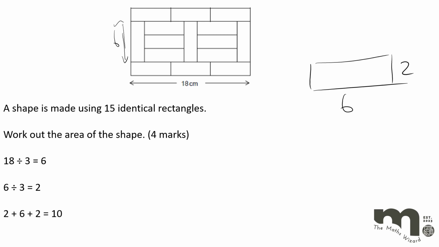If we add 6, 2 and 2 together, because we've got 6 here, a 2 there, and a 2 there, that's going to make 10. Now we can just do 18 times 10, and that will tell us the area of the whole shape, which gives us an area of 180 centimeters squared.